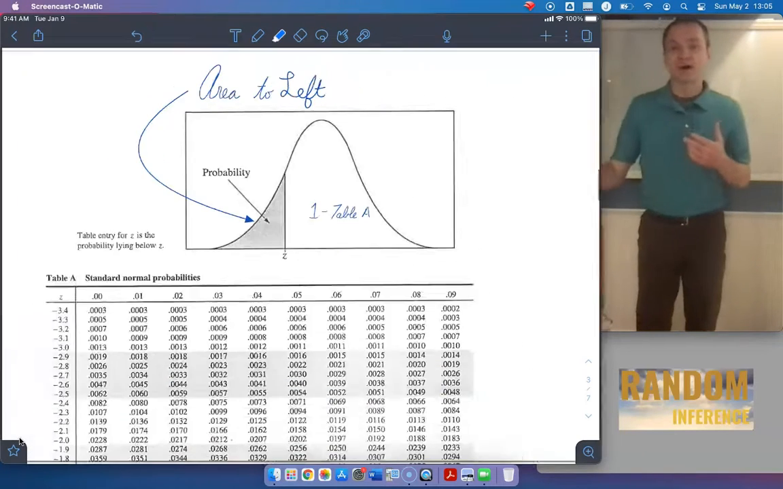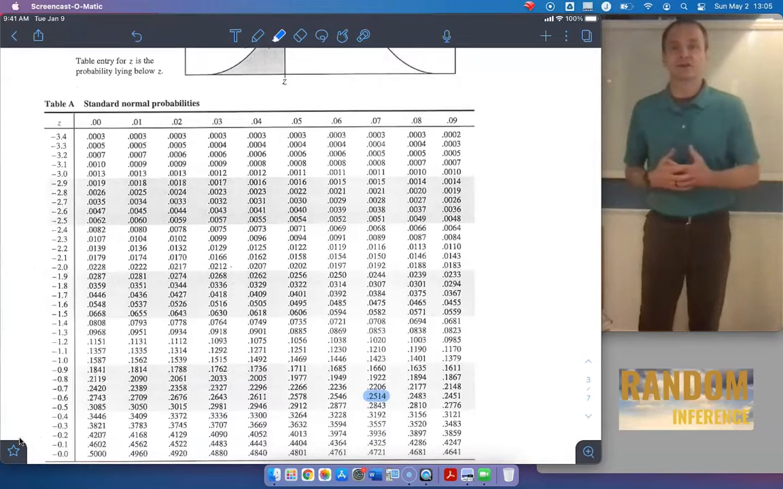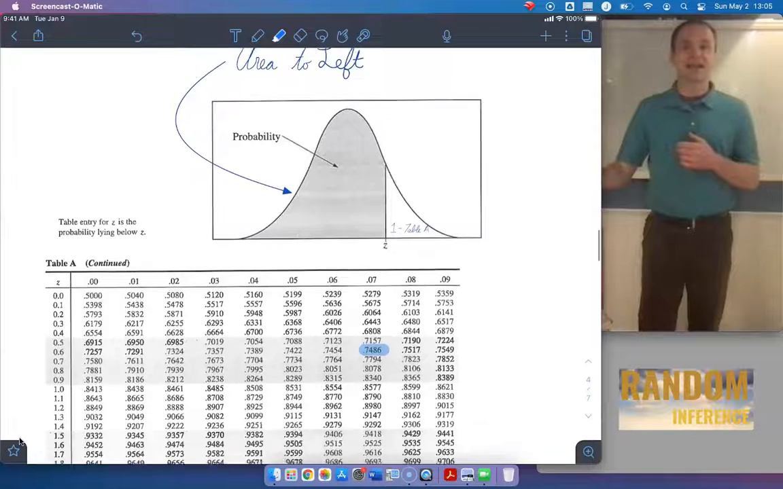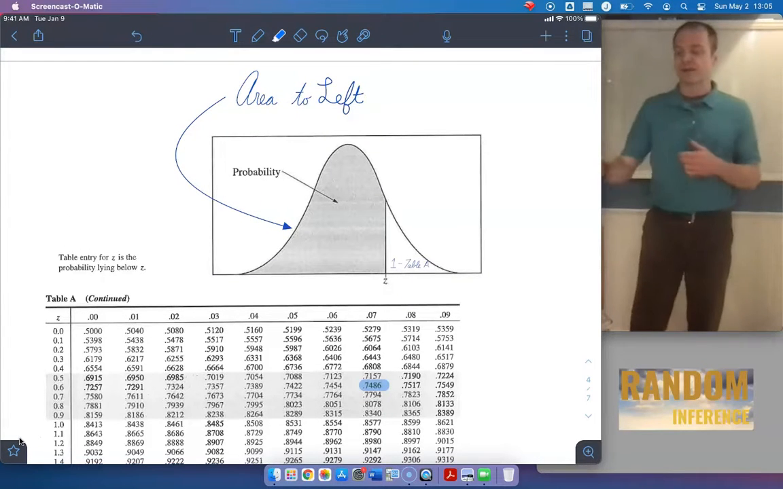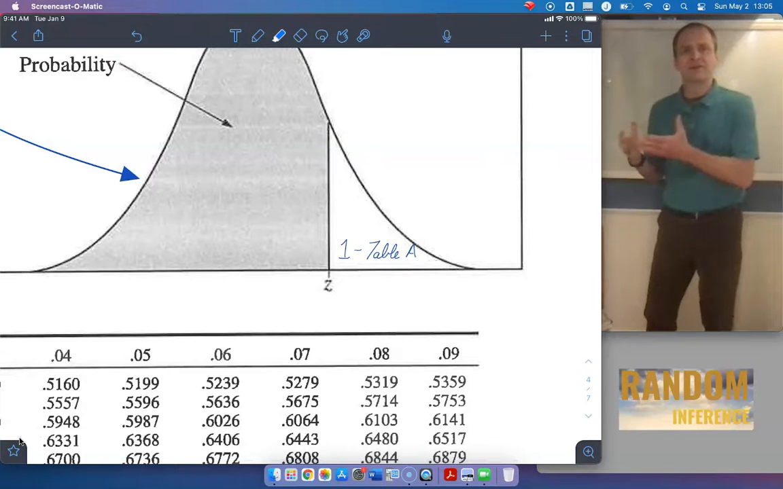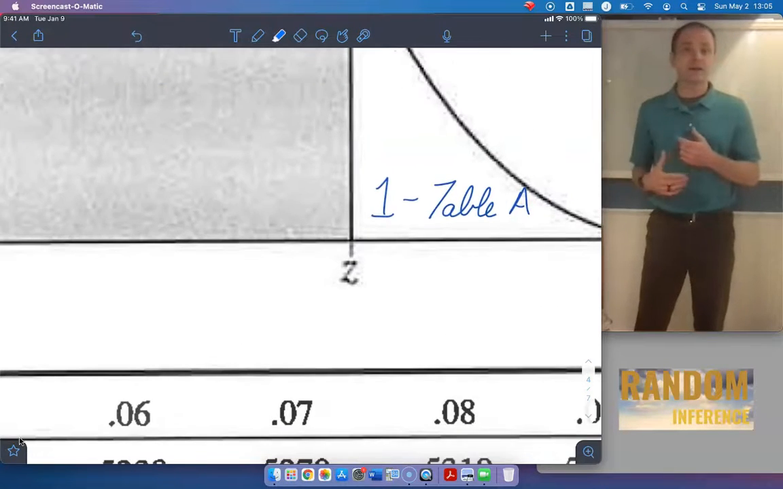This first page deals with the negative z-scores. The next page deals with the positive z-scores, and it's the exact same. Area to the left is shown in the table. If you want area to the right, you have to do 1 minus. So don't ignore what they're giving you here. It's something so simple, but it even tells you when to use table A with z's.